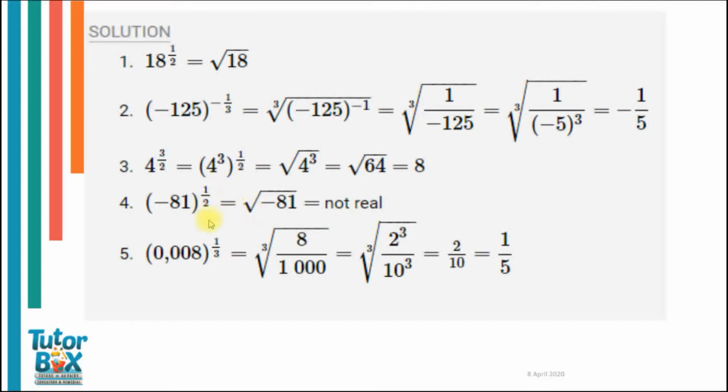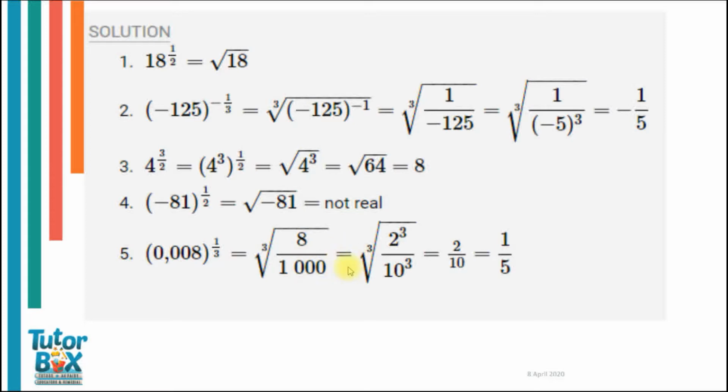So this will equal, obviously, the square root of minus 81. This is not real. And then we have number 5: 0.008, all that raised to the power of a third. This will be equal to the cube root of this. They basically changed it, guys, from a decimal into a fraction, okay? So that will be 8 over 1,000, right?